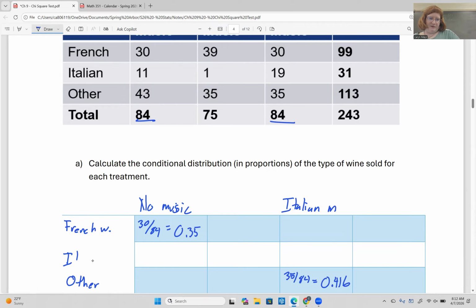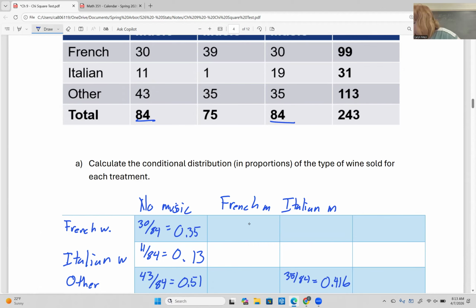And filling in some of these others. We would do the same calculation for each one. So Italian wine with no music playing would be 11/84 or 0.13. I'm gonna just fill these in. I'll do it for the Italian wine and French music.